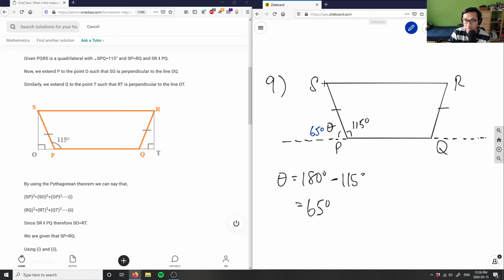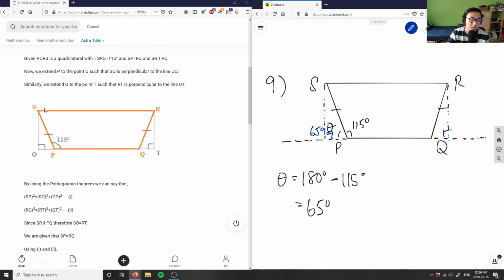You can draw a right angle like so, and this here would be a right angle. This here would be 65 and this here would be 90. You can also do the exact same thing here. You can make a right angle as well, and then you can also use the Pythagorean theorem to figure out this angle as well. So let's see what they wrote here.